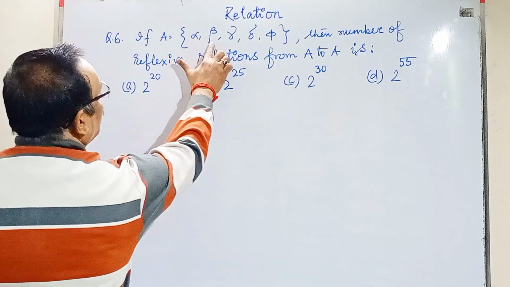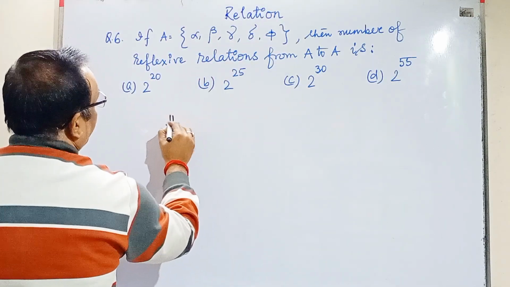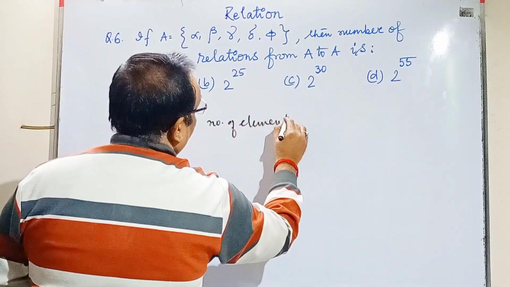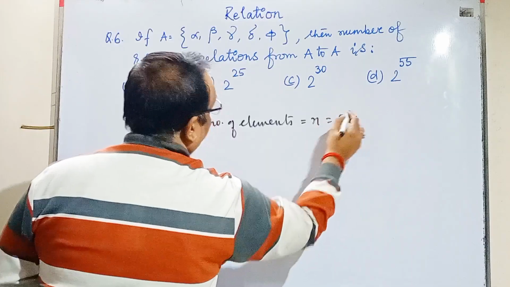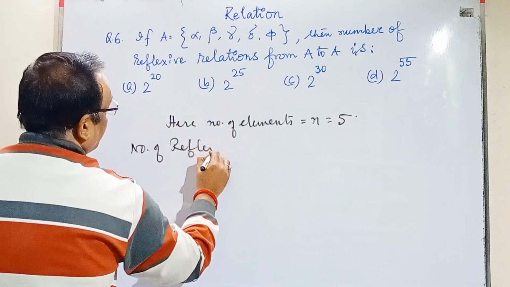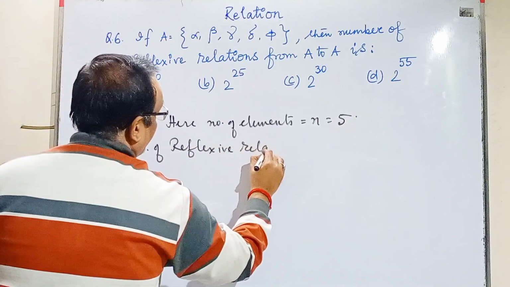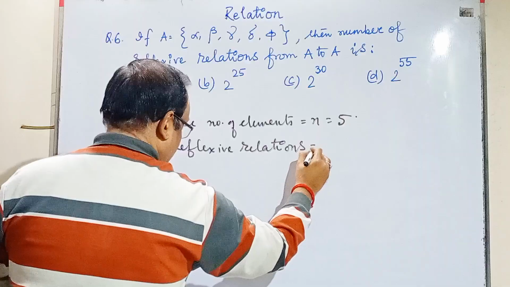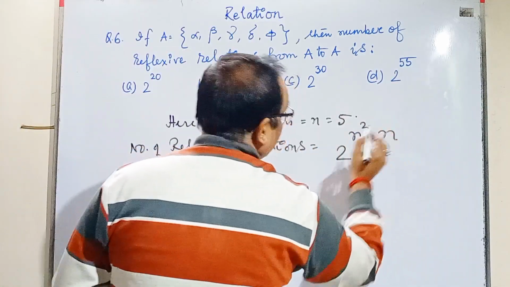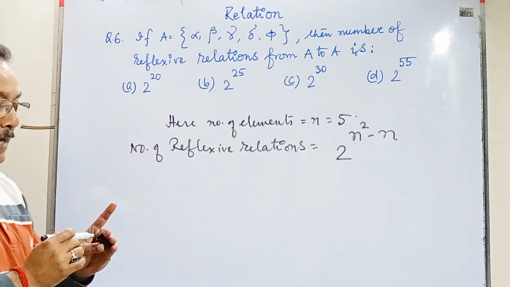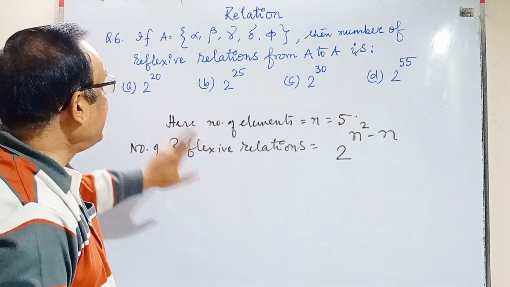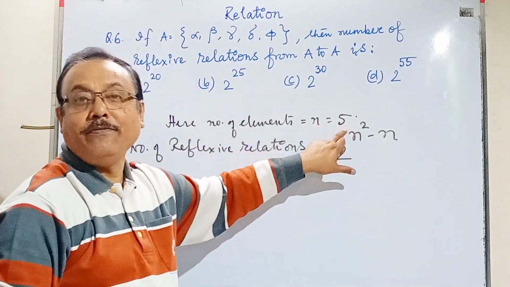Now here, how many elements? 1, 2, 3, 4, 5, 5 elements. So here the number of elements, that is n, is equal to 5. The number of reflexive relations is equal to 2 to the power n square minus n. This is the formula, where n is the number of elements present in the set. So in this case, n is 5. So I'll put 5 in place of n.